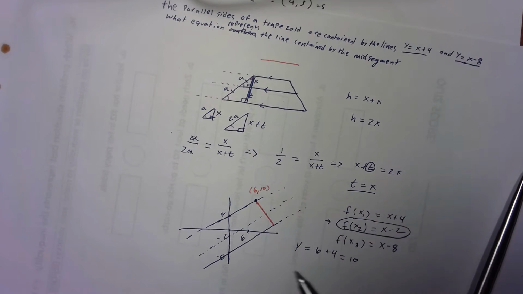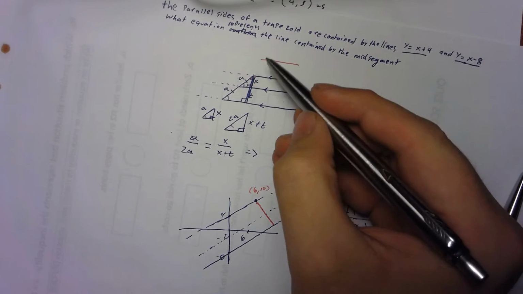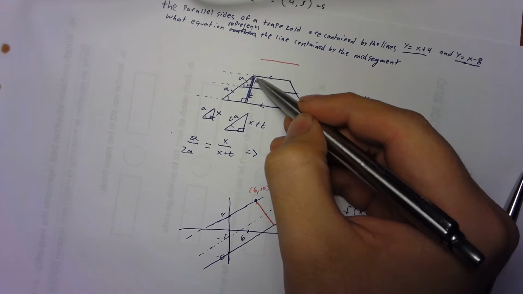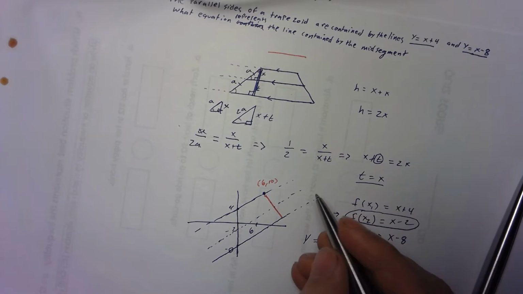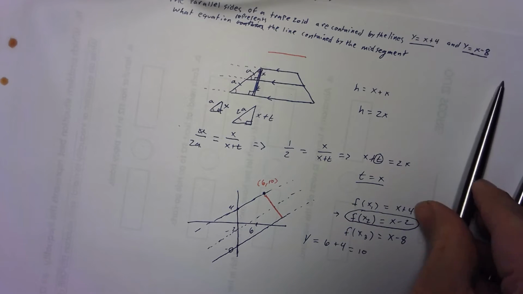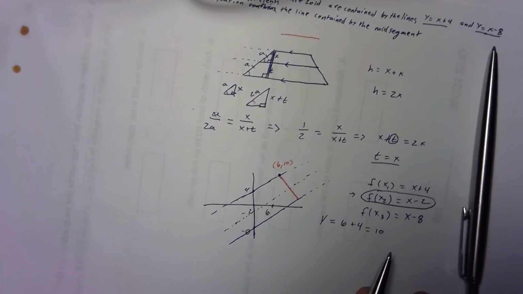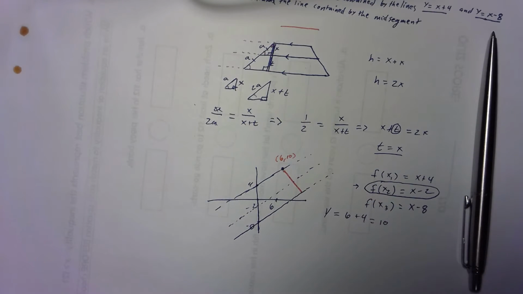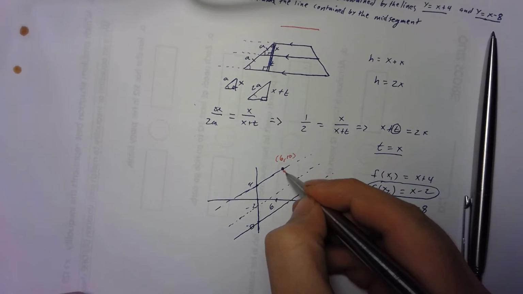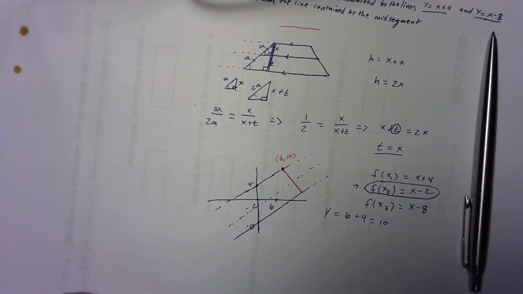Now, how on earth do we do that? Well, what do we notice about the height of our trapezoid? It's perpendicular to those parallel lines. It's perpendicular to all three of them. Okay? So since it's perpendicular, we can use the equation containing this point to find a line that's perpendicular and crosses through that point.